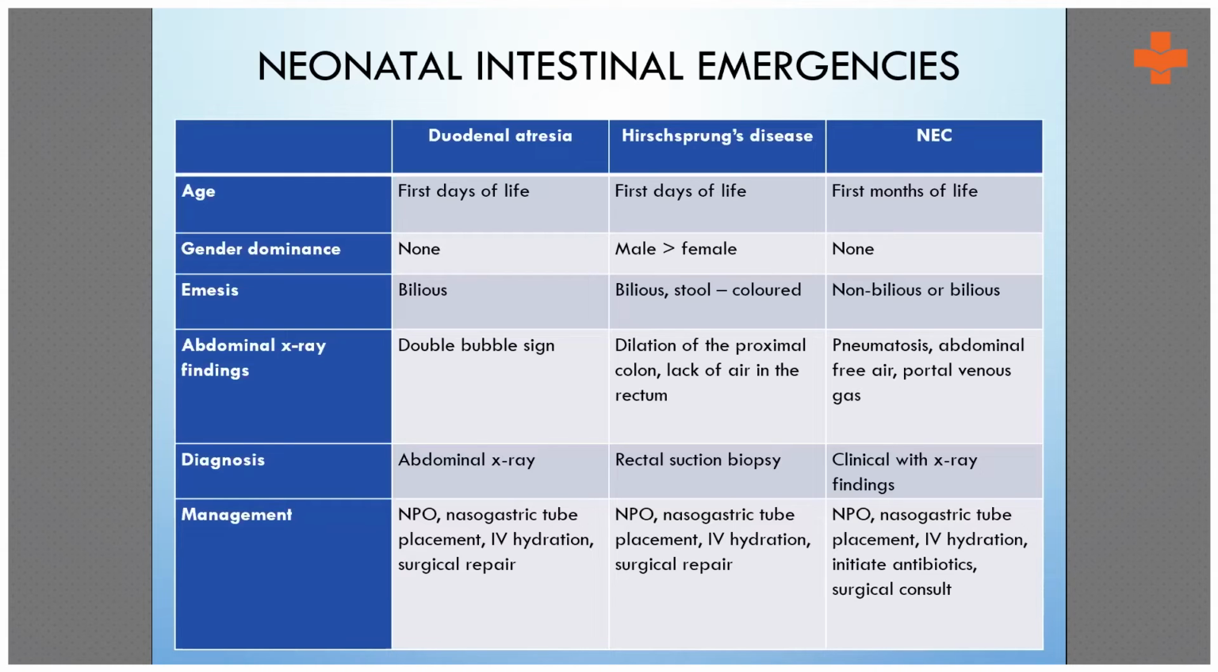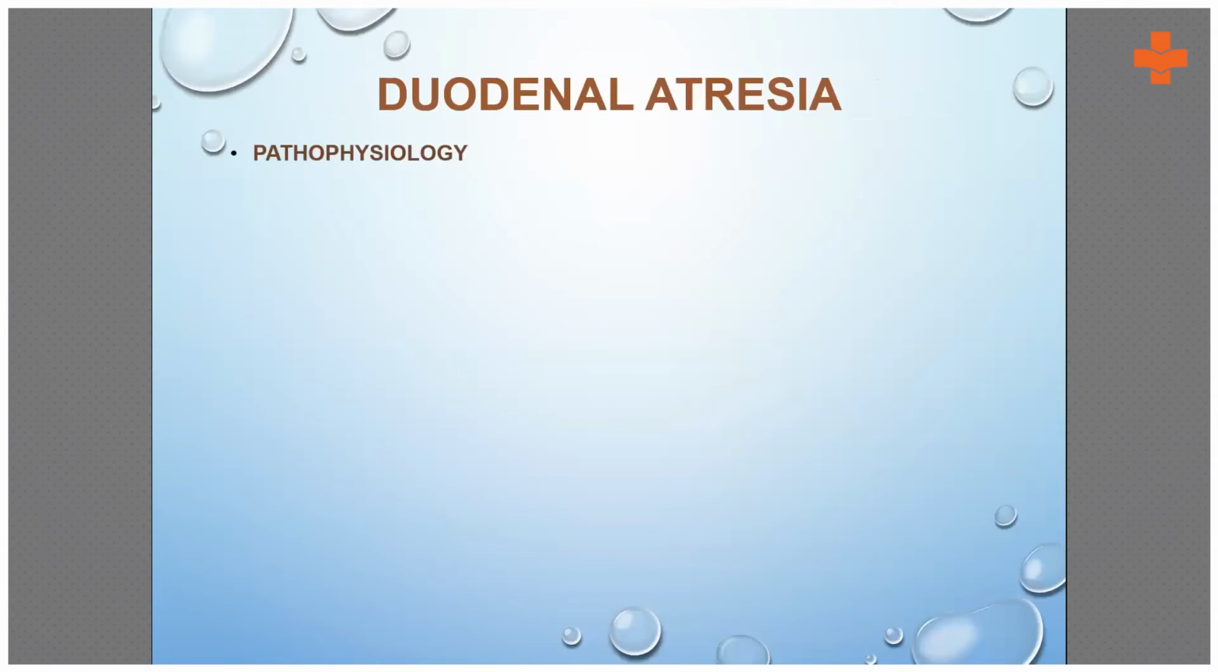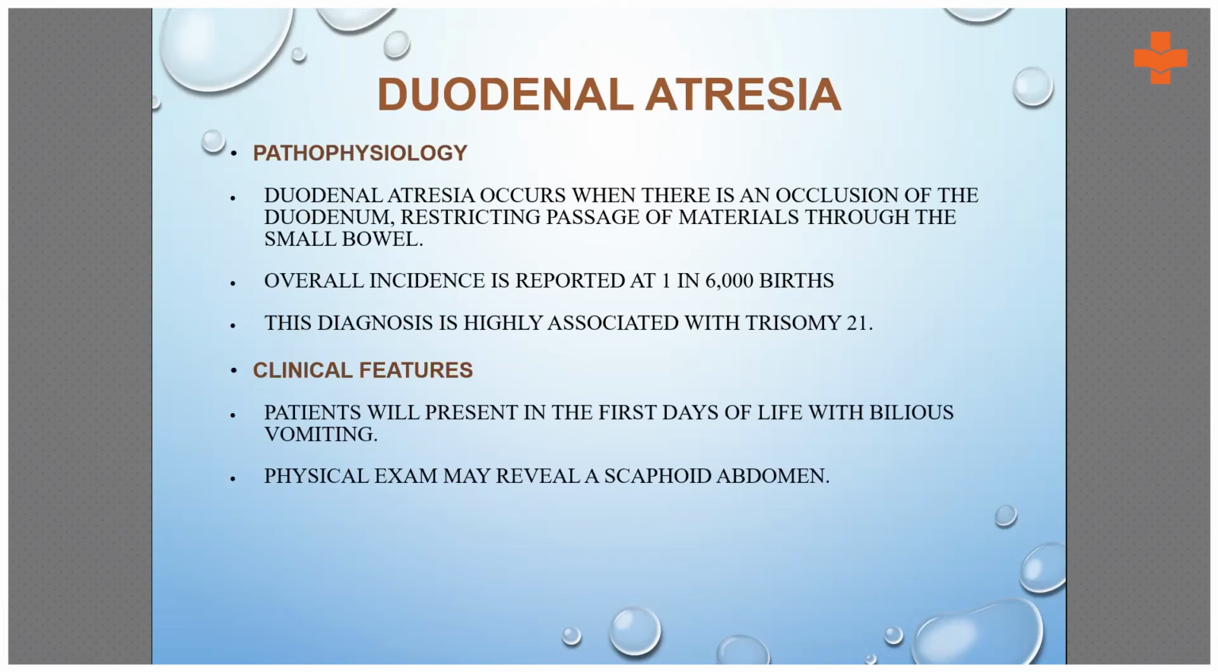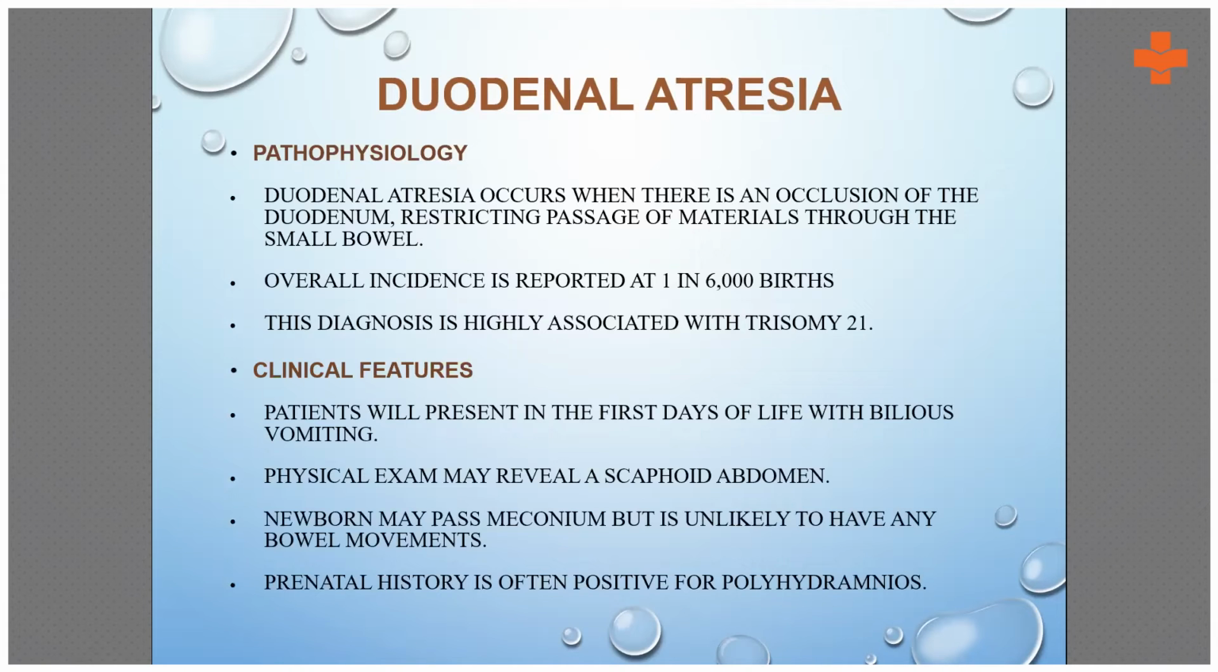NEC may occur in the first month of life, especially in preterm babies, with non-bilious or bilious vomiting, and the specific sign is pneumatosis, abdominal free air, portal venous gas. I'll show you the X-ray. And NPO, nasogastric tube placement, IV hydration, antibiotics, and a surgical consult to repair the NEC. I'll not go into the details, just the clinical features.